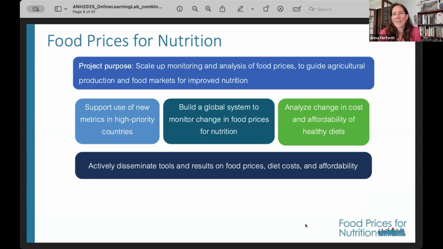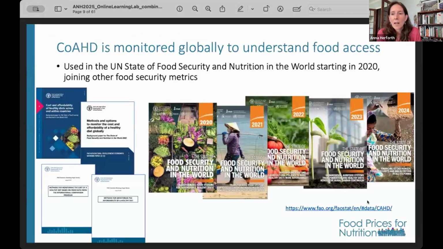And as part of this bottom piece of actively disseminating, that's what we're doing here, making sure that everyone is aware of these tools and indicators that can be used in your work and understanding them when they're published globally. As most people here are probably aware, these are indicators that are published every year within the UN flagship report led by FAO, the State of Food Security and Nutrition in the World reports. The indicators of cost and affordability of healthy diet have been published since 2020, formally adopted by FAO in 2022.